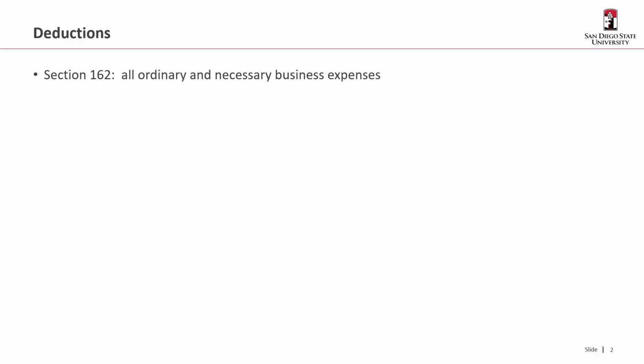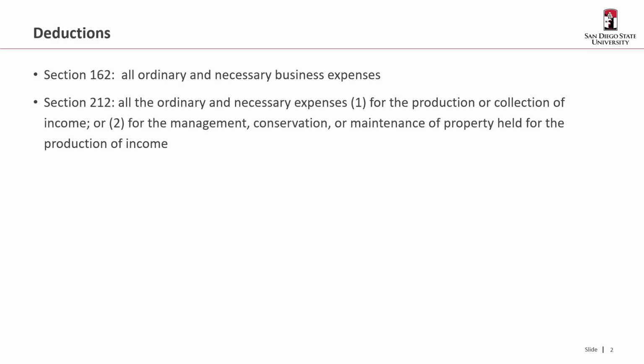So let's start with our friend, Section 162. And Section 162 is just a wonderful code section. We should all learn to love it, because it says that you can take a deduction for all ordinary and necessary business expenses. And that's just wonderful, because that gives us permission to deduct business costs.